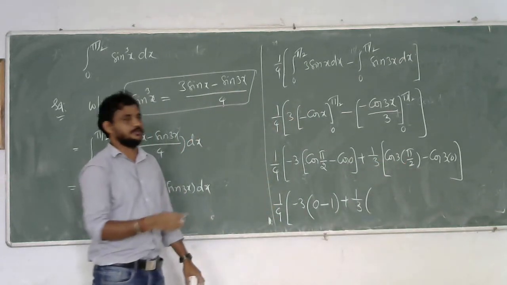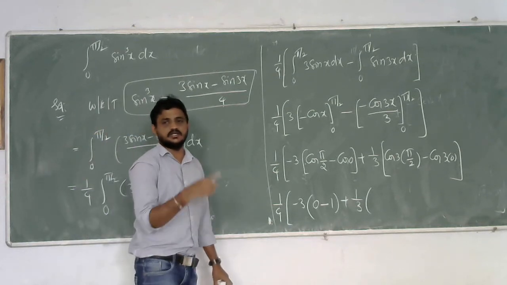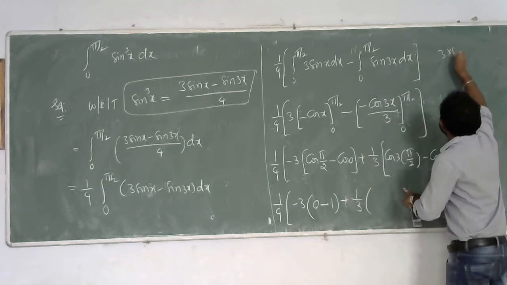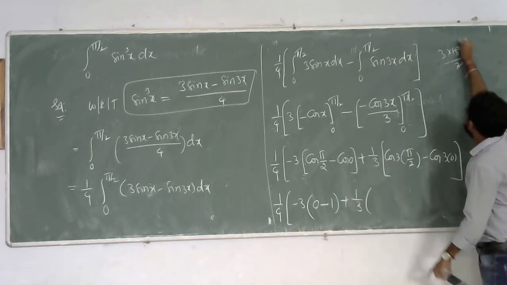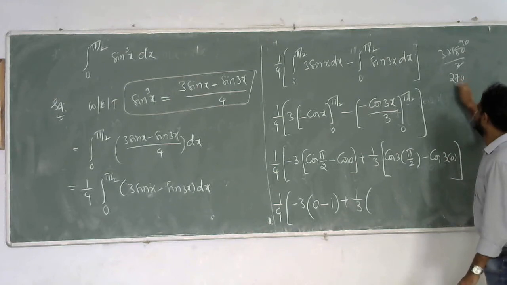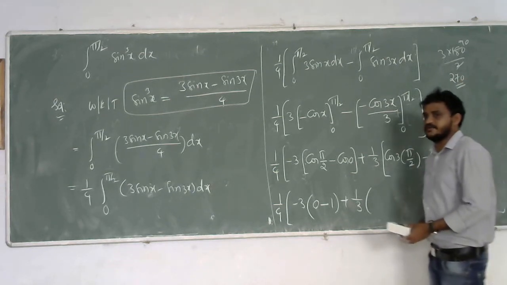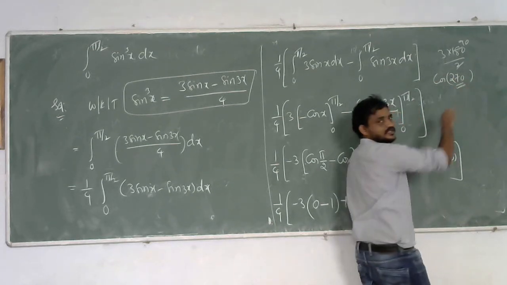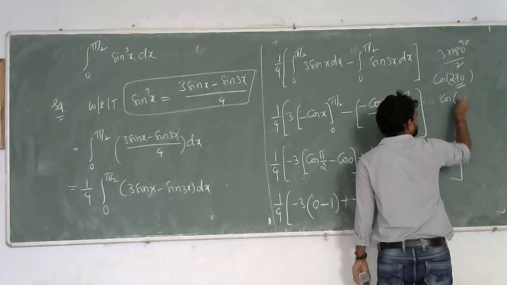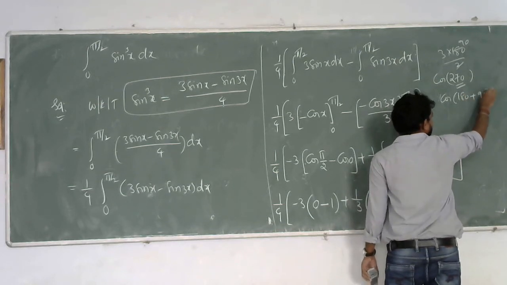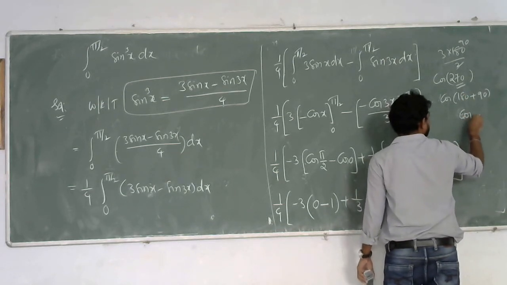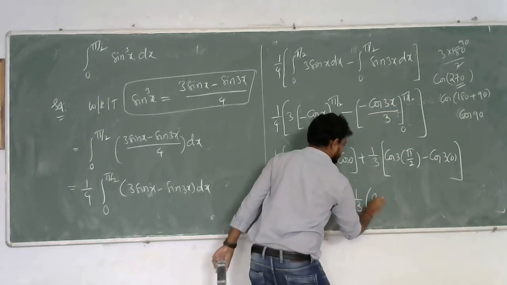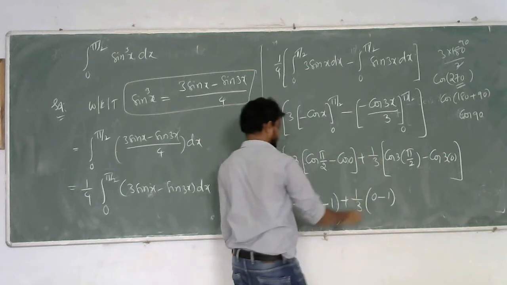What is the value of cos 3 pi by 2? 3 pi by 2 means 3 into 180 by 2, that is 90, so 270 degrees. So what is the value of cos 270? We can write cos 270 as cos of 180 plus 90, so it becomes cos 90. So cos 90 is 0, so you will get 0. Then cos 0 is 1. Close the bracket.